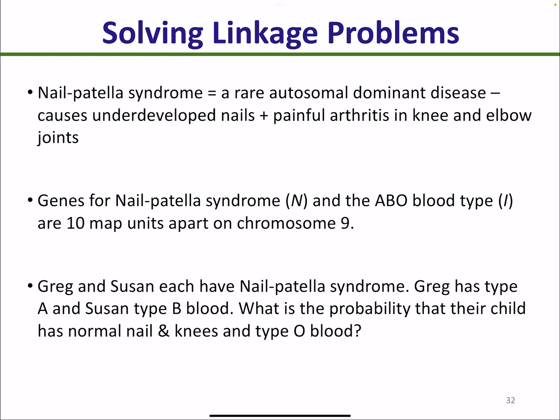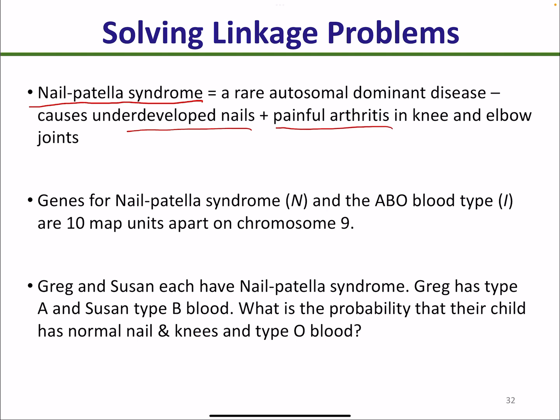Now, how do we solve linked genes in a population? One example that we are going to take here is the example of Nail-Patella syndrome. Nail-Patella syndrome is actually a rare autosomal dominant disease. That autosomal dominant disease causes underdevelopment of nails, and painful arthritis in the knees and elbows.